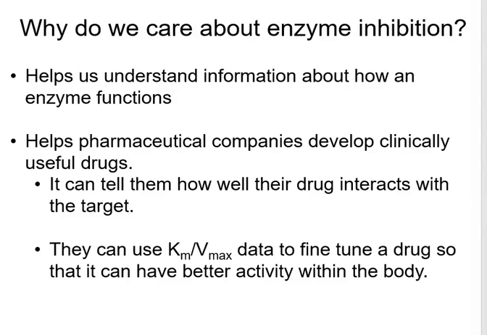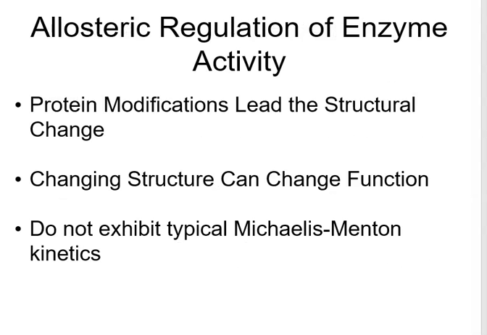It's some other allosteric site, and allosteric is that vocab word that basically means a site outside the enzyme active site that influences enzyme kinetics. So they can use this Km data and Vmax data to fine-tune drugs and see which drugs inhibit the best, which ones are changing the activity of that enzyme reaction the most. So let's look closer at allosteric regulation.